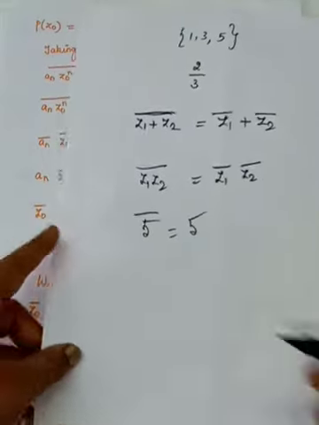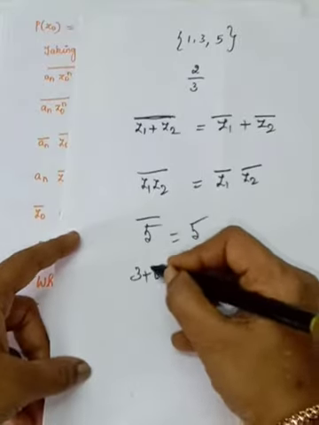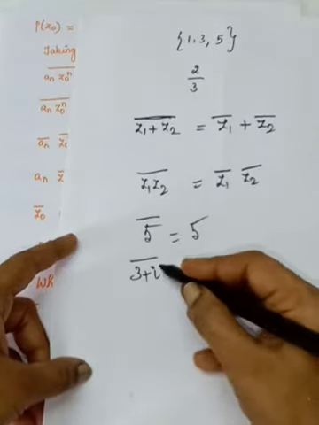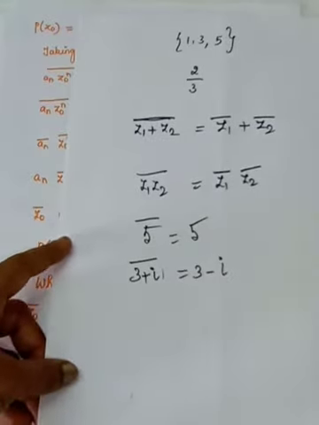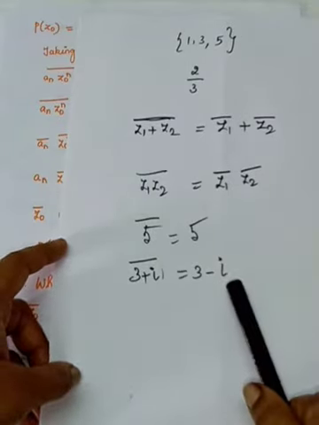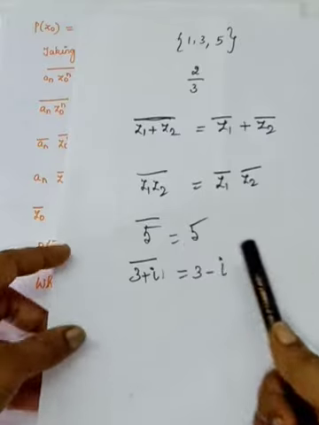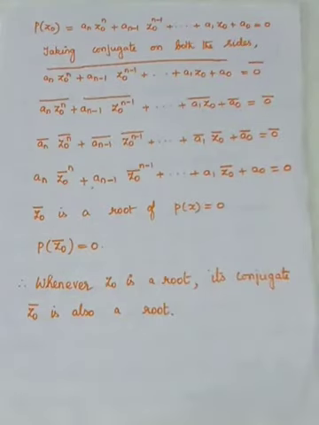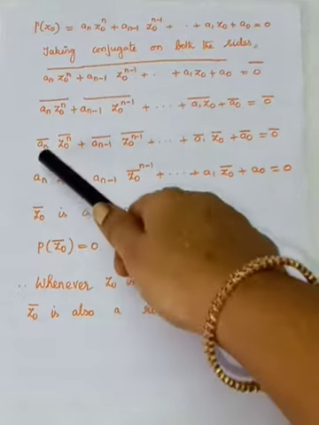Okay, so what is the conjugate of 3 plus i? The whole bar is 3 minus i, because we have to change the sign of the imaginary part, so that is 3 minus i. If we have 5 bar, it is 5 only. Therefore a_n, a_(n-1), ..., a_1, a_0 are real numbers, and the conjugate of a real number is the real number itself, so a_n bar is equal to a_n.